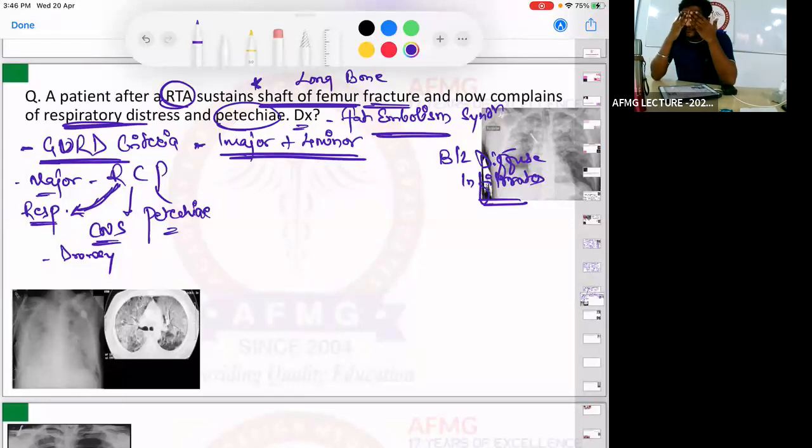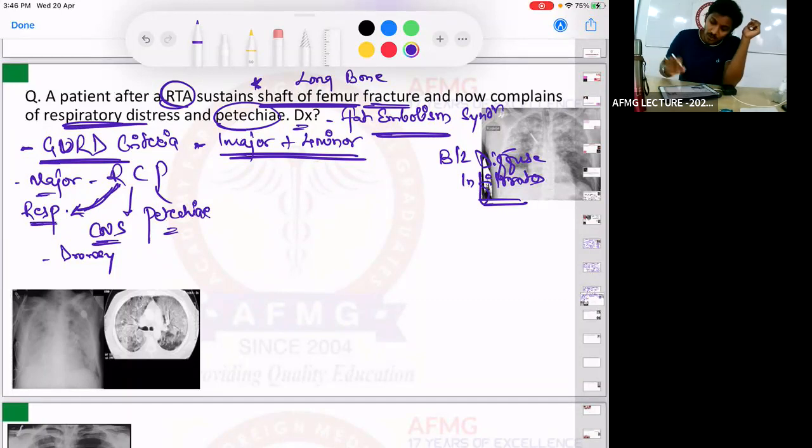So criteria for diagnosis of fat embolism syndrome is known as which criteria? How many major? How many minor? Three major criteria are: sudden onset respiratory distress, C for CNS manifestation, and P for petechial rash. No issues with this.